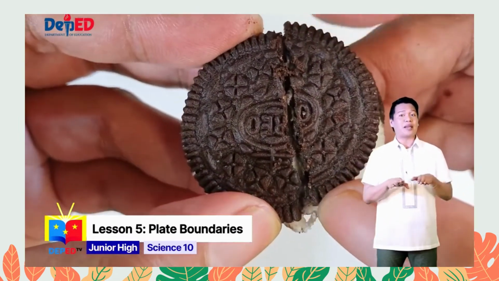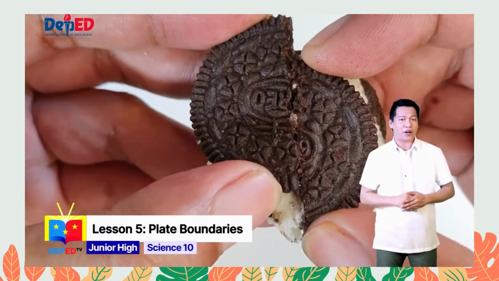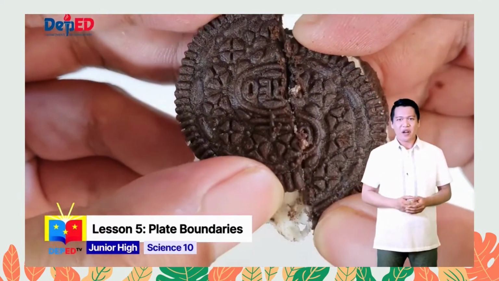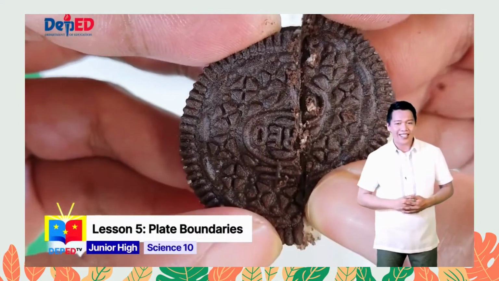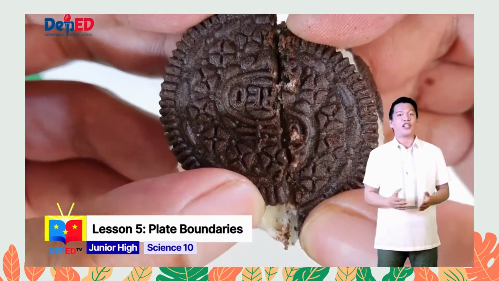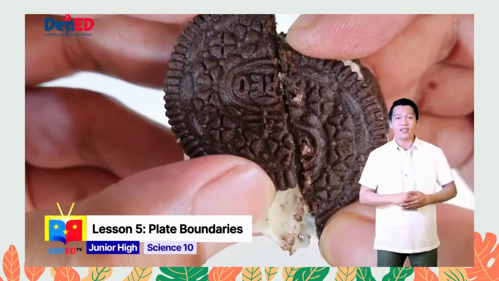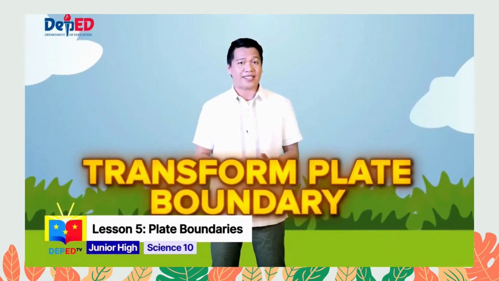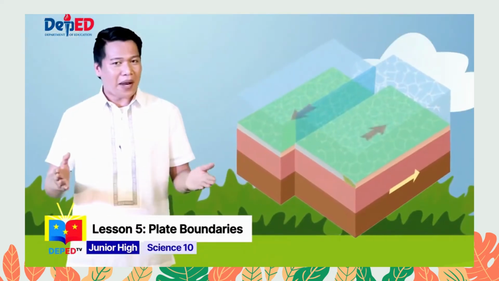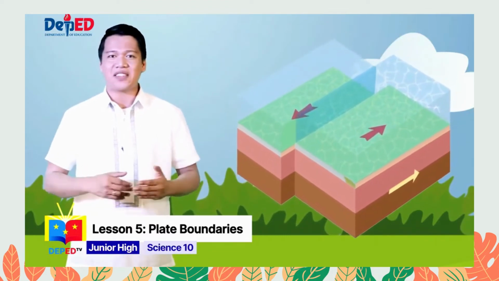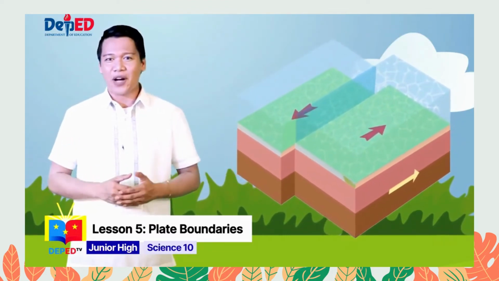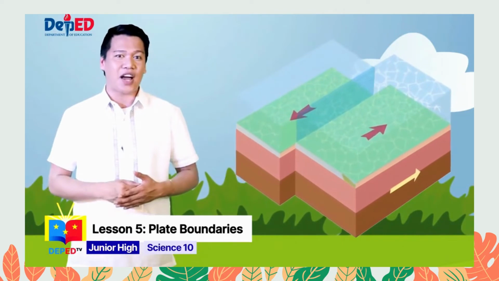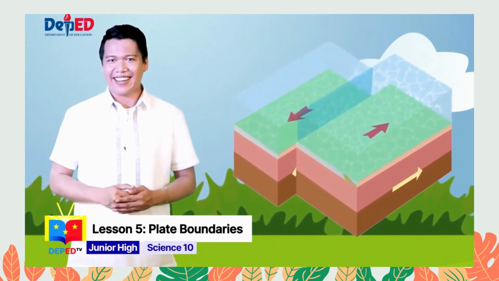Try sliding the two pieces laterally past one another over the creamy filling. What do you notice about the cookie edges? You can see that the plates do not slide smoothly past one another. This demonstrates a transform plate boundary. It occurs when two plates slide past each other. The relative motion of the plates is horizontal. They can occur underwater or on land, and crust is neither destroyed nor created.